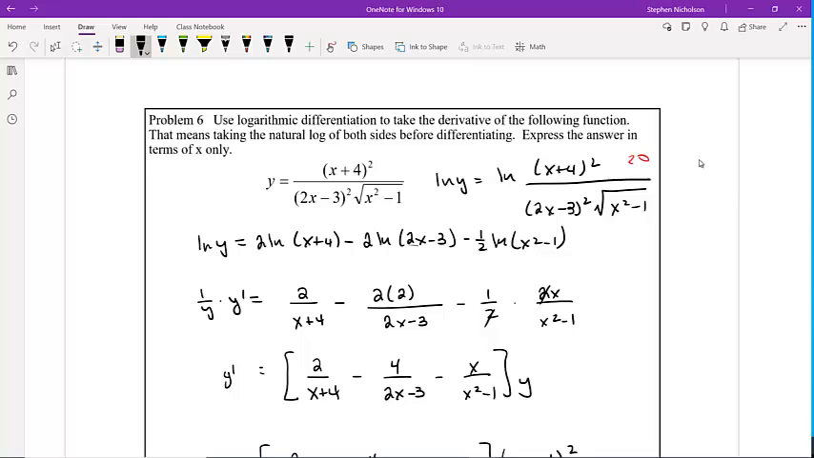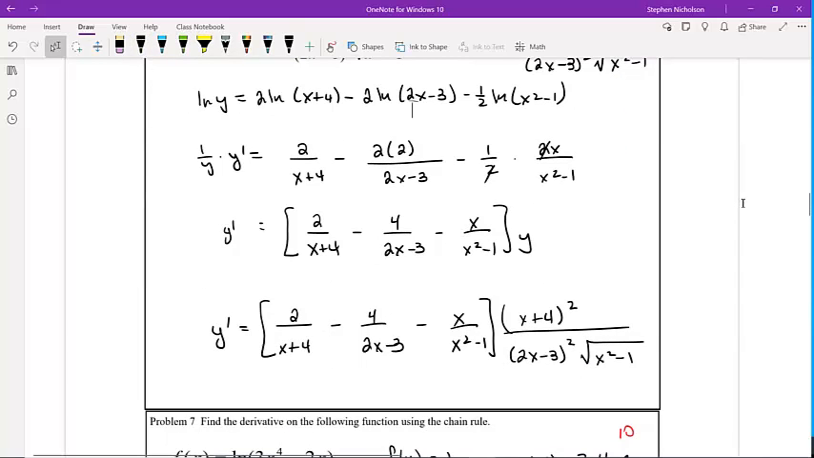So once you take the derivative of both sides, you've got to show your implicit differentiation over here. You need to solve for y prime, so you multiply both sides by y, and then you plug y back in, and you have this final result. I said you didn't have to simplify it.